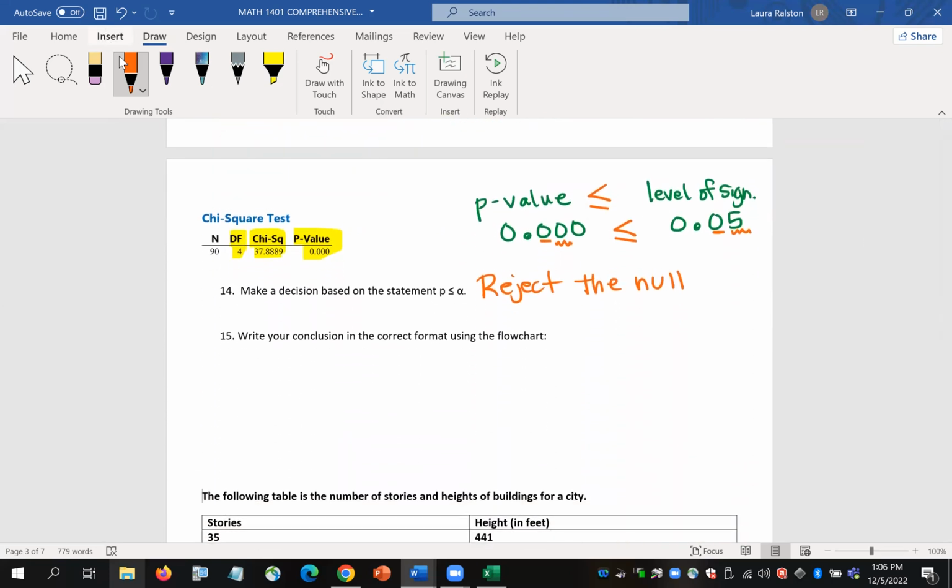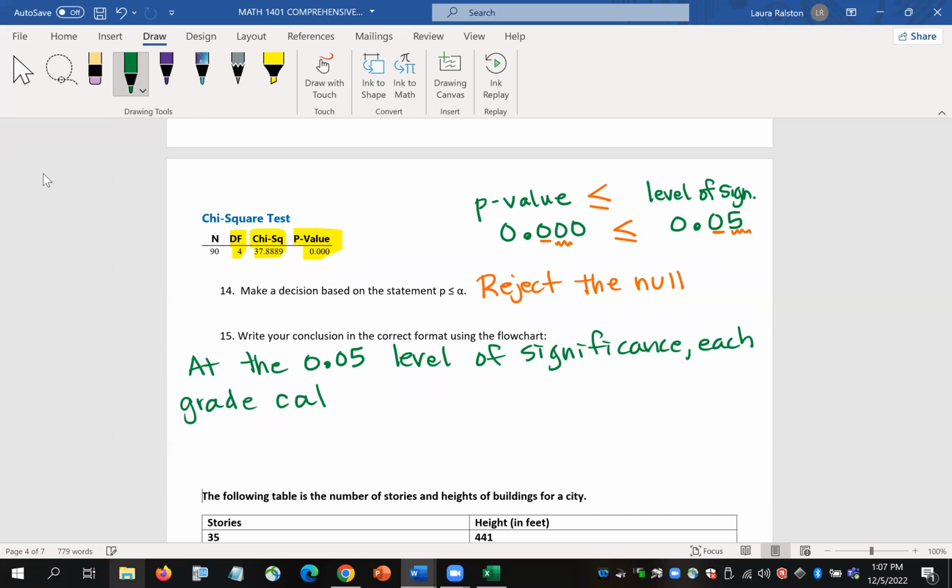And so we would write our conclusion, being sure to include the level of significance. At the 0.05 level of significance, each grade category does not have the same proportion.